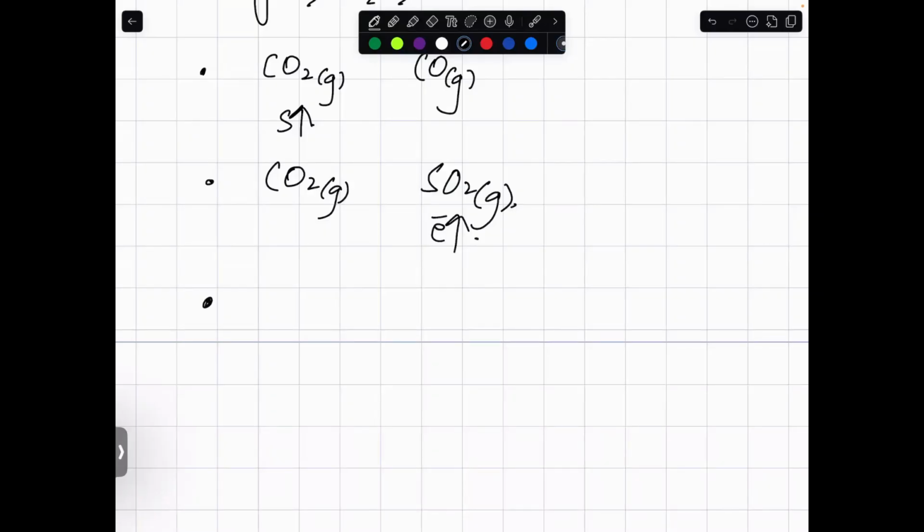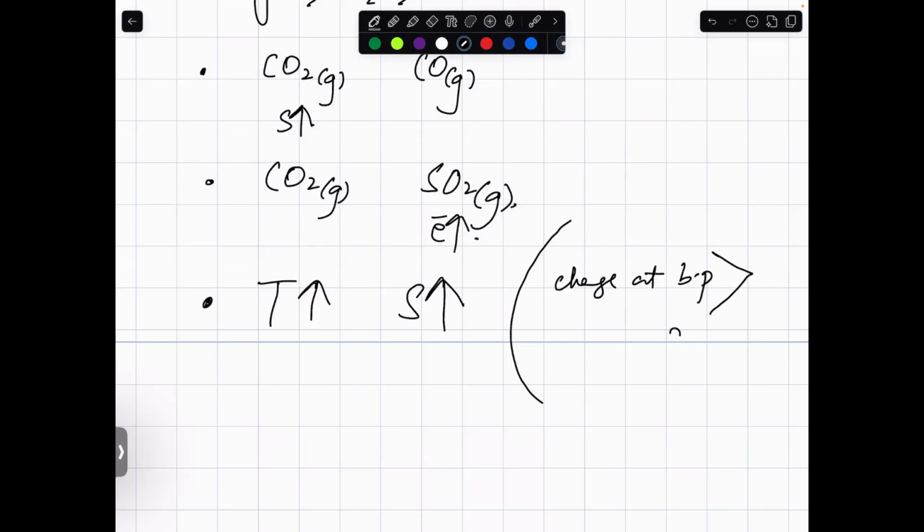And at the last, you must know temperature increase, entropy increase, and the change at boiling point is more than melting point, the sharp rise, because a change into gas is much more than a change into liquid from the solid, right?